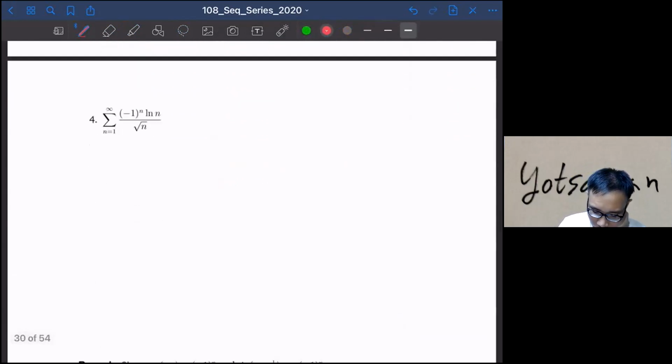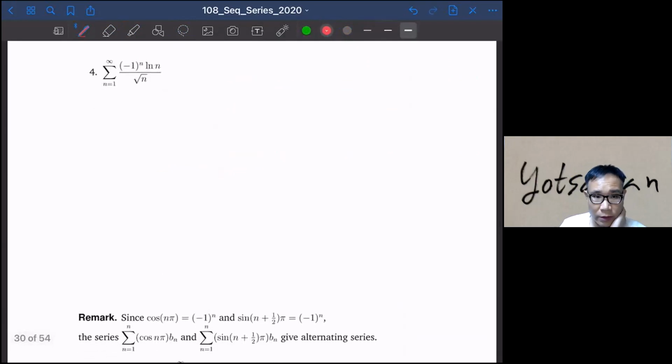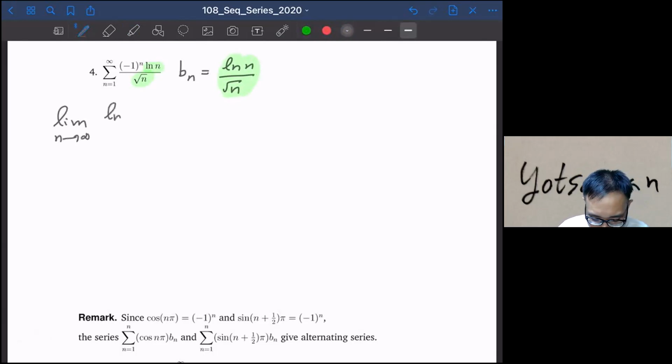The next one is this series: the series n equal to 1 to infinity of (-1)^n times log n over root n. For this one, you have the green part, so bn is given by log n over root n. So you're going to check the limit as n goes to infinity of log n over root n.